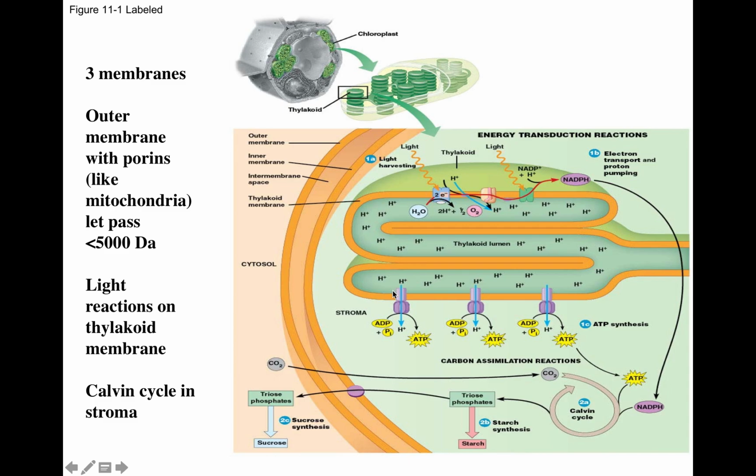A stack of thylakoid membranes like this is called a granum. Several stacks are called grana. They look like pancakes, and your grandma makes the best pancakes. So hopefully that'll help you remember. So several stacks are called grana. The individual membrane is called the thylakoid membrane, and that's where the light-dependent reactions happen. The space outside the thylakoid membrane is called the stroma, and then the space inside the thylakoid membrane is called the lumen. And you're going to see a lot of similarities to how electron transport happens in mitochondria.